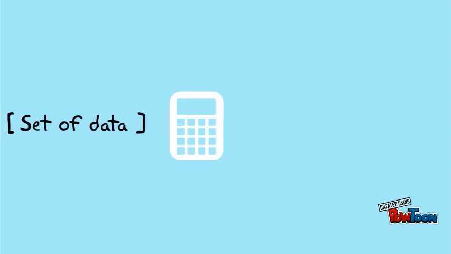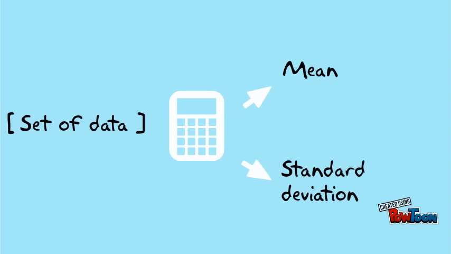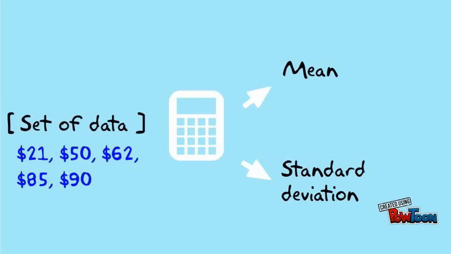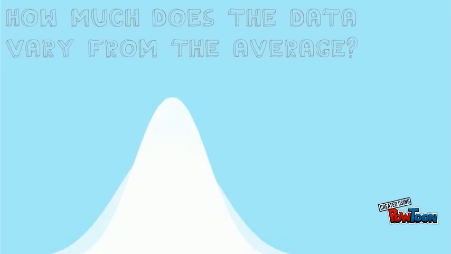For any set of data, the mean and standard deviation can be calculated. For example, five people may have the following amounts of money in their wallets: $21, $50, $62, $85, and $90. The mean is $61.60, and the standard deviation is $28.01. How much does the data vary from the average?